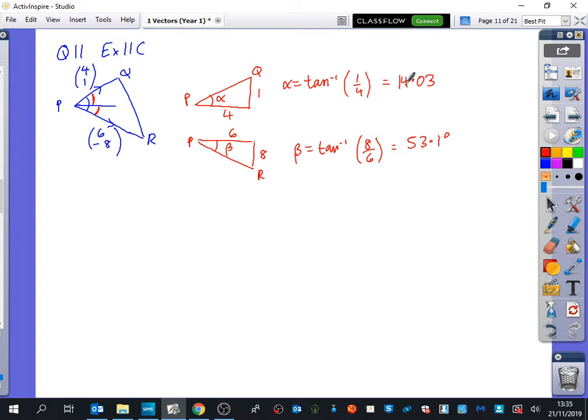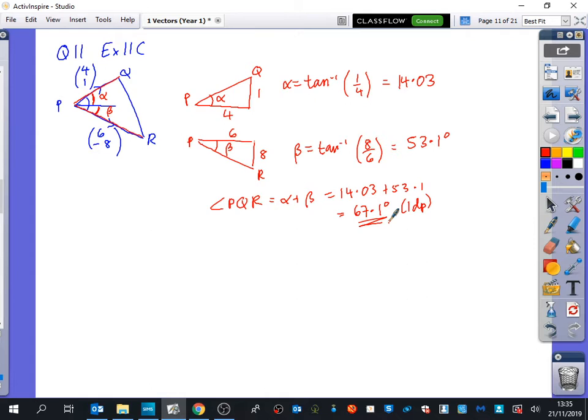Good. So this angle here, this is alpha, this is beta. The one that they want is angle PQR. So angle PQR is alpha plus beta, 14.03 plus 53.1, which is 67.1 degrees to 1 decimal place. That's what part A of question 11 said.